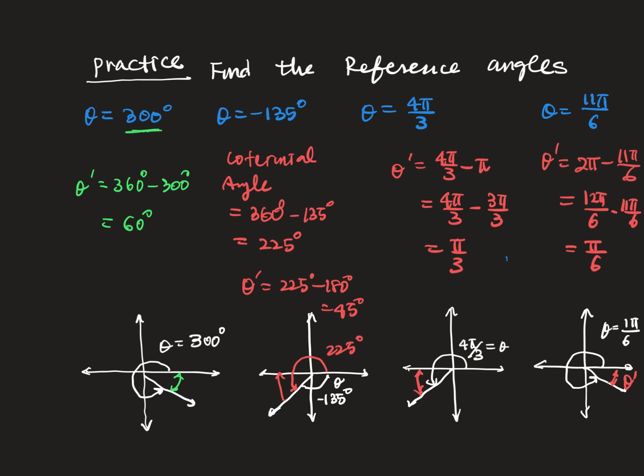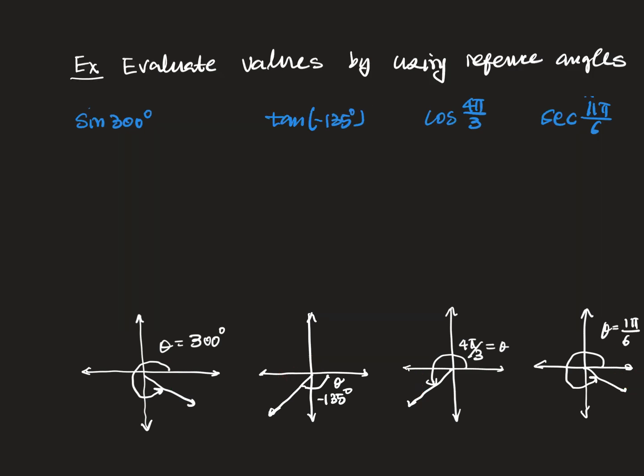Why do we need the reference angle to find trigonometric functions? We're going to use the trigonometric values for a right triangle for the general trigonometric function. Here are examples of how to use the reference angle to find sine 300, tangent of negative 135, cosine 4 pi over 3, and secant 11 pi over 6. We are not using the unit circle, we're just using the reference angle.